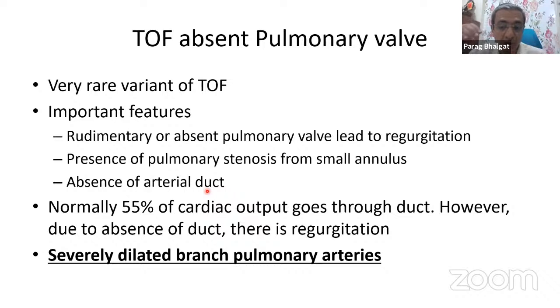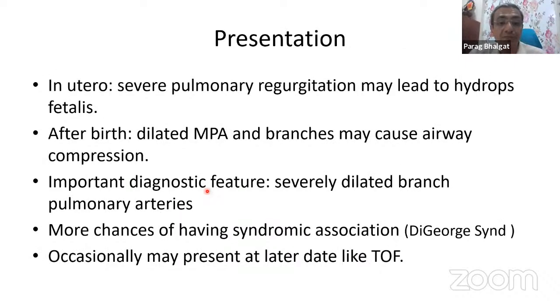Now the important thing is that normally 55% of cardiac output goes to the RVOT. Now this is not possible as the duct is absent, so it leads to regurgitation. Diagnostic feature in this case is severely dilated branch pulmonary arteries. We'll show how they look.